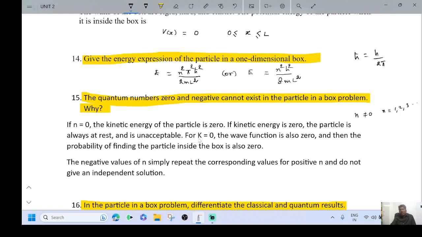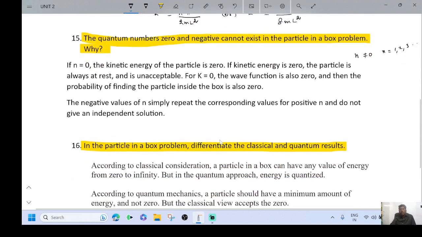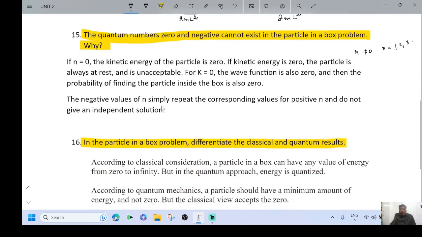For k equal to 0, the wave function is also 0. Here k stands for the momentum. Momentum is 0, the wave function is also 0, and then the probability of finding the particle inside the box is also 0. The negative values of n simply repeat the corresponding values for positive n and do not give an independent solution. Both are the same.